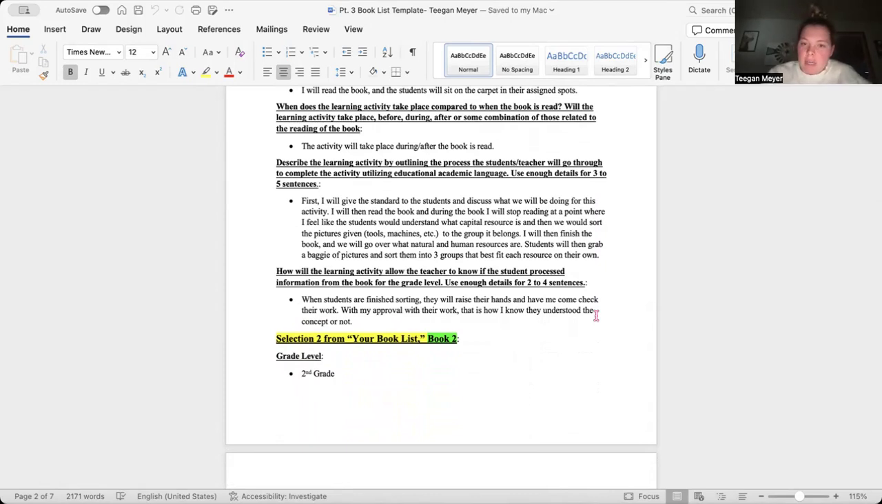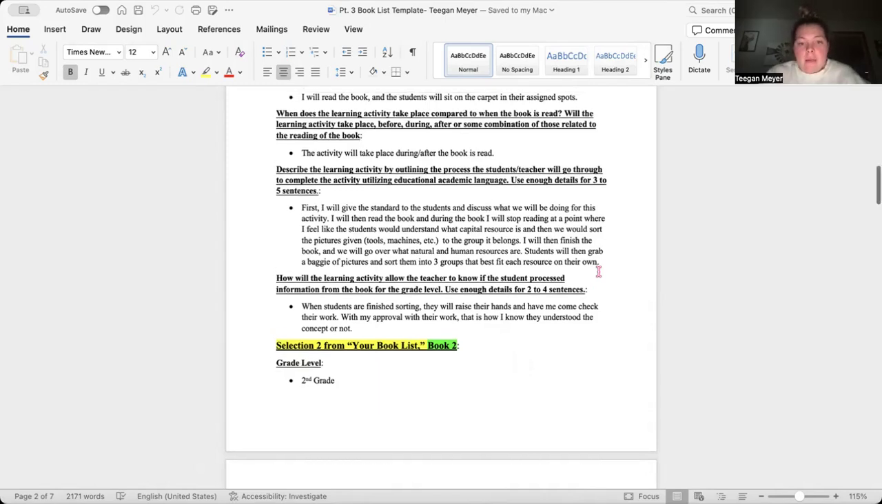So it's like a sorting activity. So the tools, machines, etc., to the group it belongs. I will then finish the book and we will go over what natural and human resources are. Students will then grab a baggie of pictures and sort them into three groups that best fit each resource on their own.